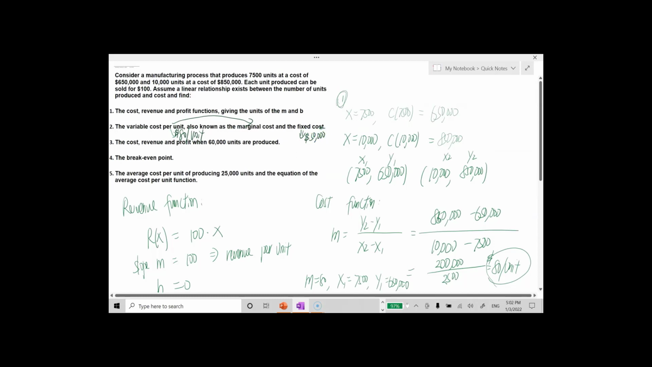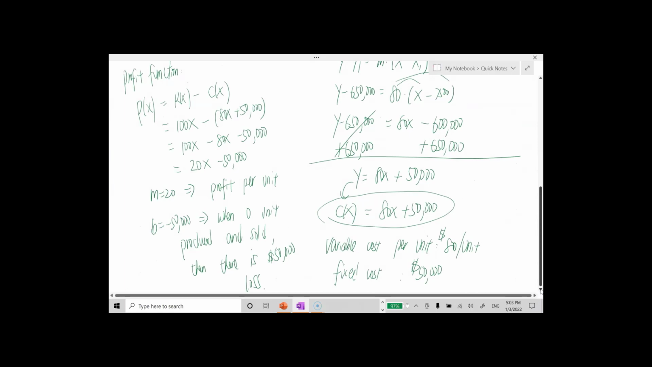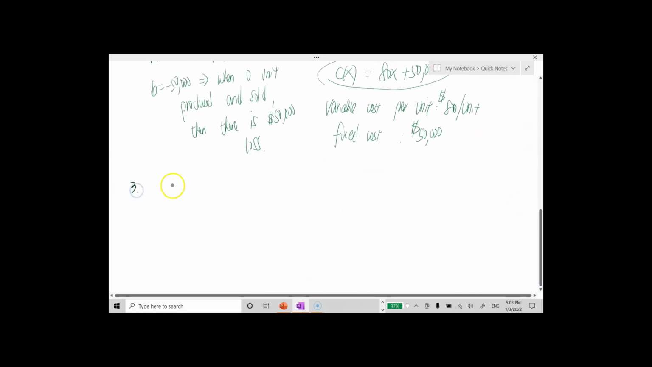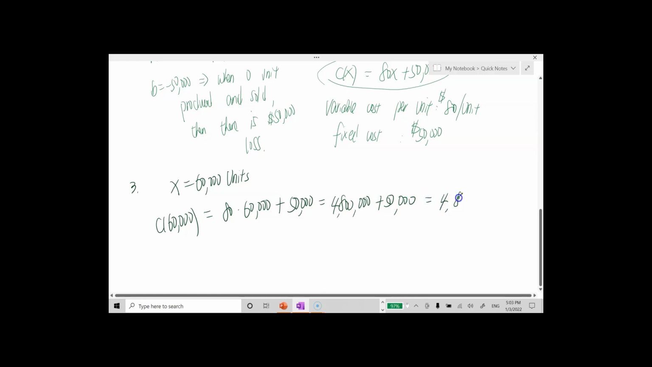And the cost, revenue, and profit when 60,000 units are produced. So at this production level, let's take a look at all 3 different functions. Part 3, when x equals 60,000 units, cost function is 80 times 60,000 plus 50,000. So the total cost of producing 60,000 units will be 4,800,000 plus 50,000. This should now be $4,850,000.